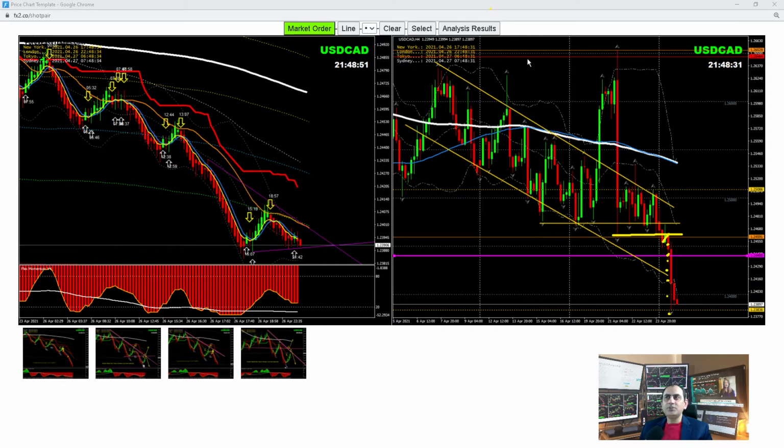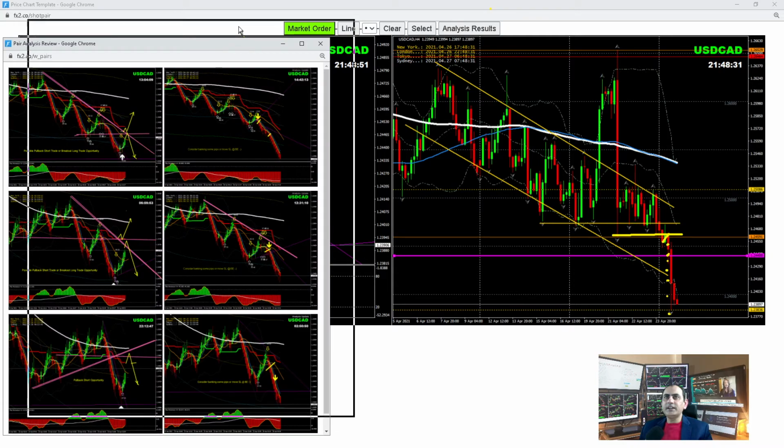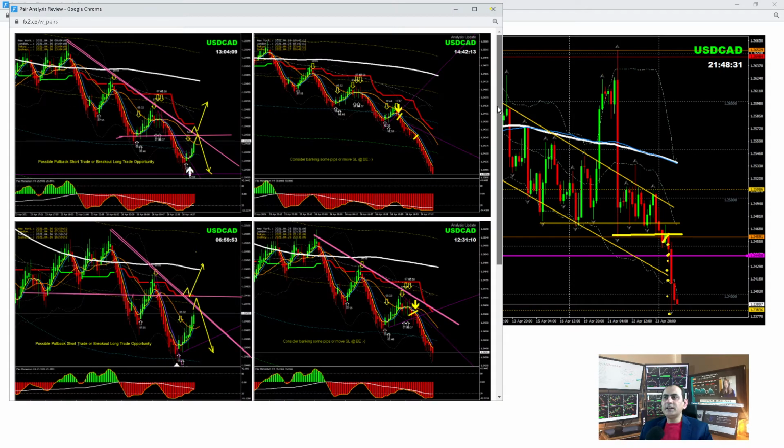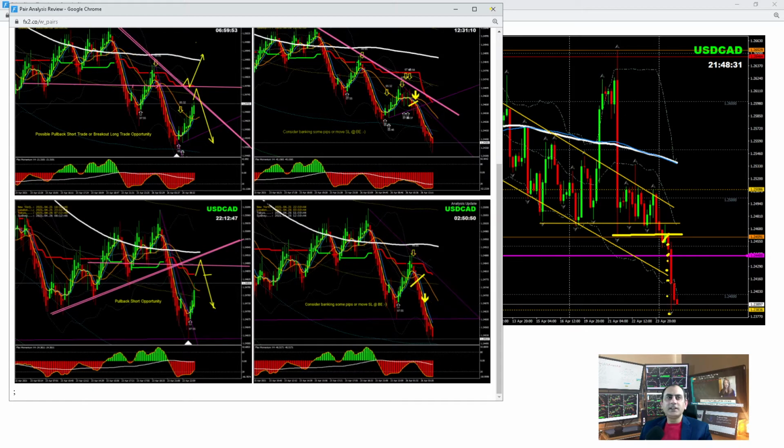And let me share with you all the intraday analysis of the dollar CAD. You can see here, this is the first analysis. Beautiful. As mentioned to my traders, look for this pullback in the analysis because momentum was bearish.